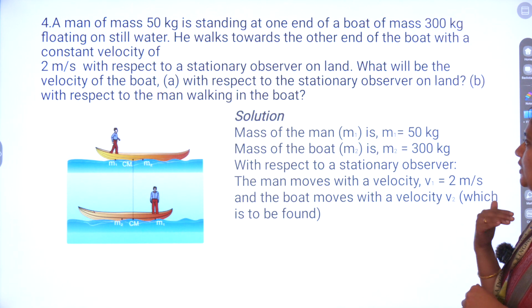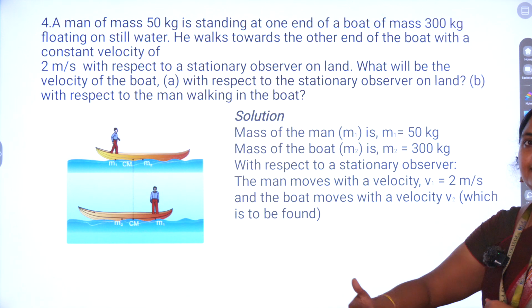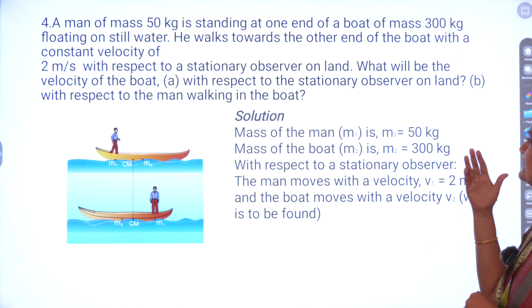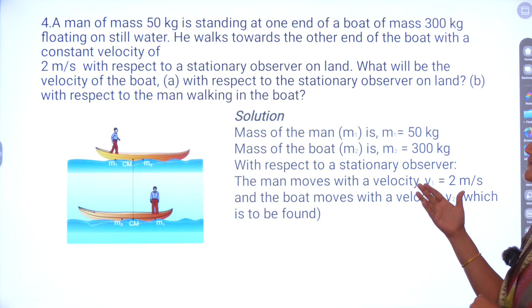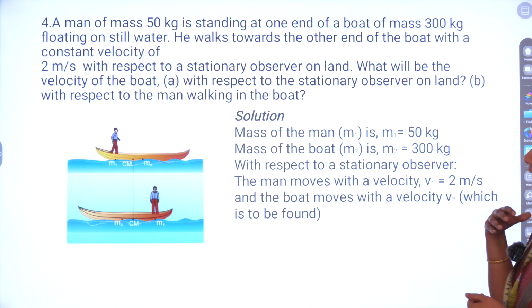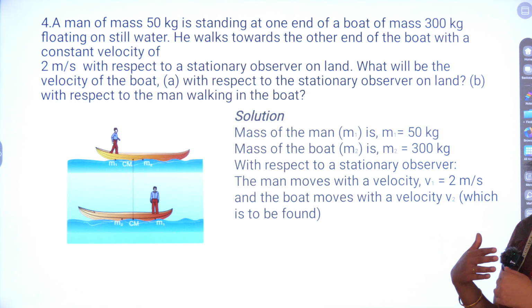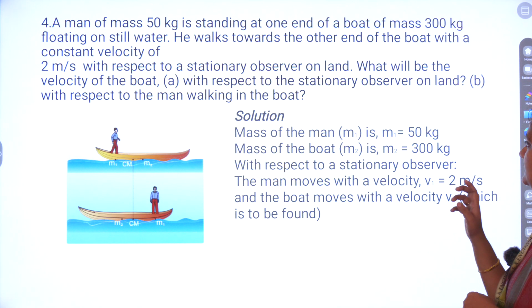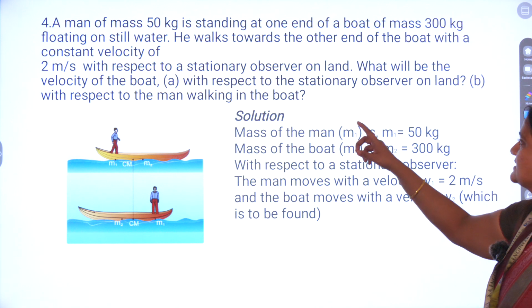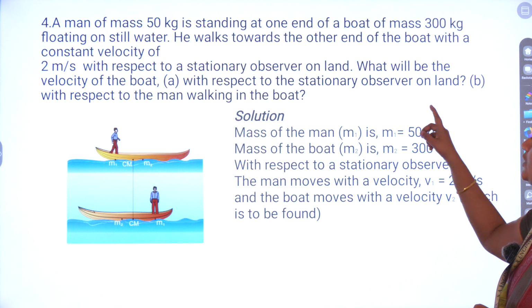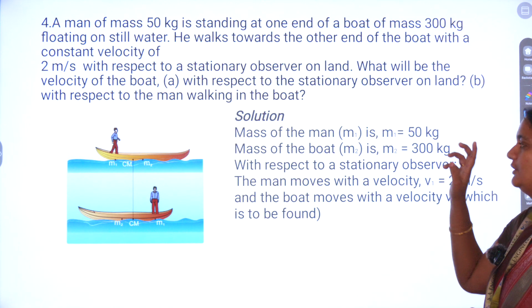The man who is on the boat is walking to the other end of the boat, and this movement is observed by a stationary observer on the land. According to him, the velocity of the person walking on the boat is 2 meters per second. What will be the velocity of the boat with respect to the stationary observer on land, and also with respect to the man who is walking on the boat?